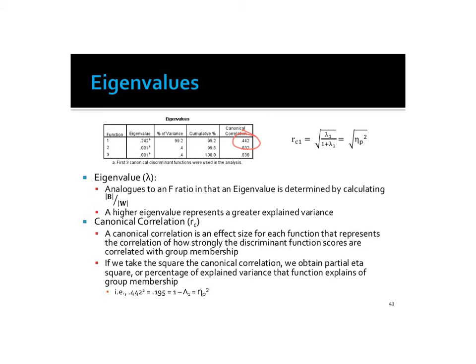That formula is also presented up here in the right-hand corner, showing you the relationships here between a canonical correlation, or R sub C, equals the square root of eigenvalue over 1 plus eigenvalue, which also equals the square root of partial eta squared.